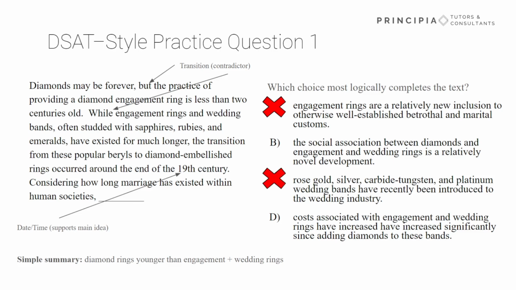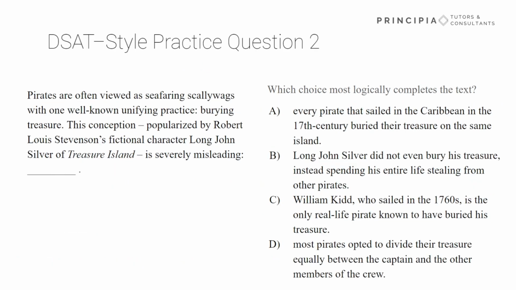And then looking at D, where it's focusing on costs, engagement, wedding rings, it does mention adding diamonds to the bands, so that is tangentially related to the passage, but nowhere else in the passage are we mentioning the cost of weddings. And so D is just off topic or only slightly relevant, leaving us with B as the correct answer. All right, one more.